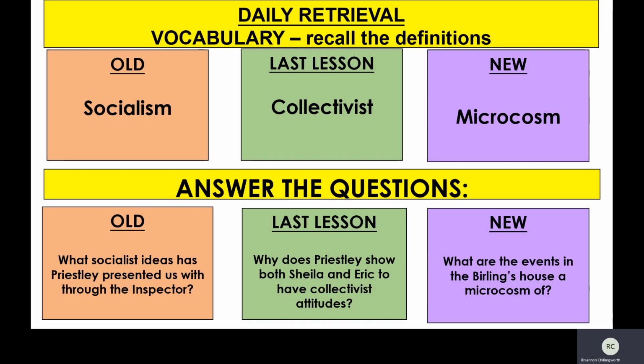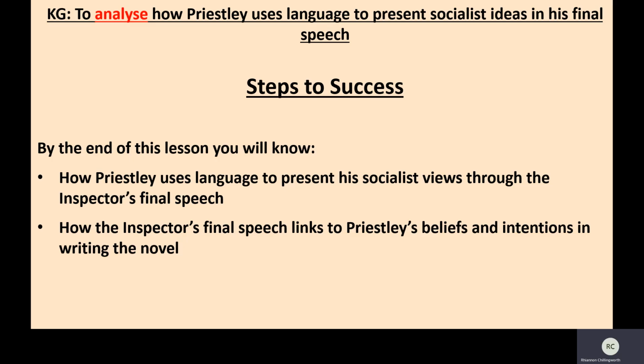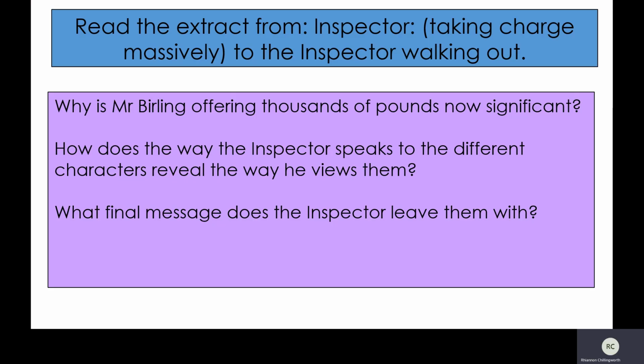and we'll see the written task that we're going to do. So, why is Mr. Birling offering thousands of pounds now significant? How does the way the inspector speaks to the different characters reveal the way he views them? So think about the different way he speaks to Mrs. Birling, maybe Mr. Birling, compared to Eric and Sheila. And what final message does the inspector leave them with? So think about the fire and blood and anguish. So you can pause the video and answer those questions.